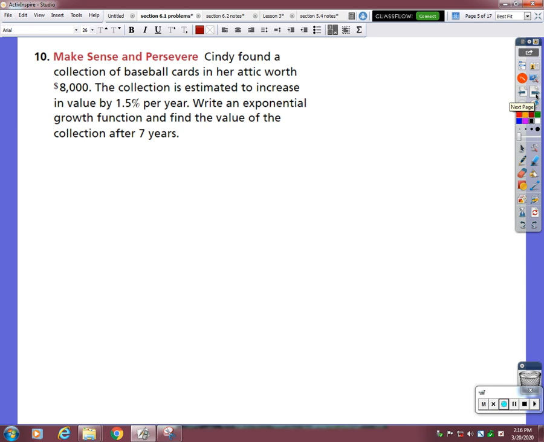Okay, number 10. Cindy found a collection of baseball cards in her attic worth $8,000. The collection is estimated to increase in value by 1.5% per year. So the first thing we're going to do is write ourselves a function. So we're going to go y equals 8,000 times 1 plus, and I'm doing plus because it's increasing in value, 0.015, because 0.015 is 1.5% as a decimal. So that's our equation.